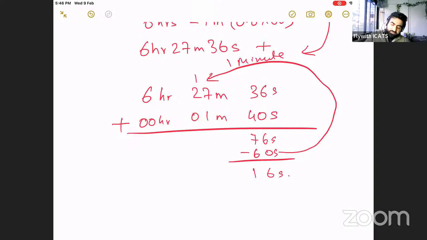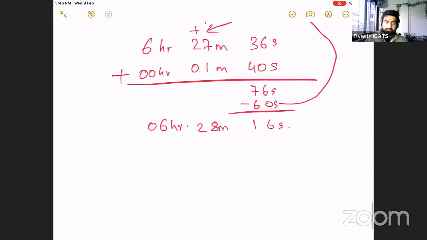All these are seconds. So what is the remaining answer? 16 seconds are remaining. Now this 1 minute you will add to the minutes: 7 plus 1 plus 8 is 28 minutes, and 6 hours. 6 hours, 28 minutes and 16 seconds is what I have got as a very accurate answer.